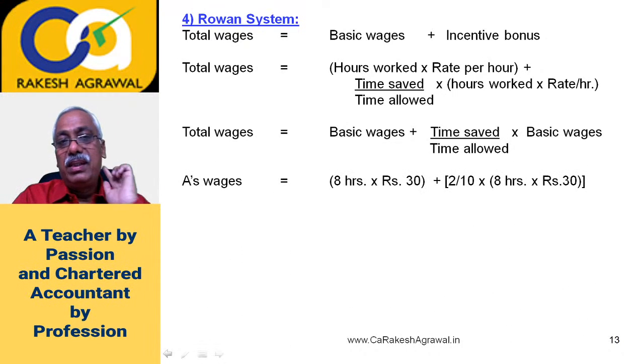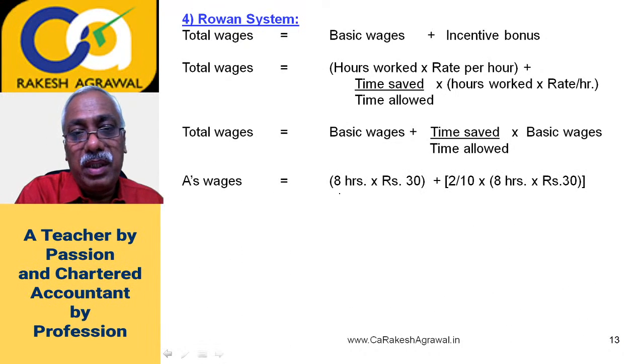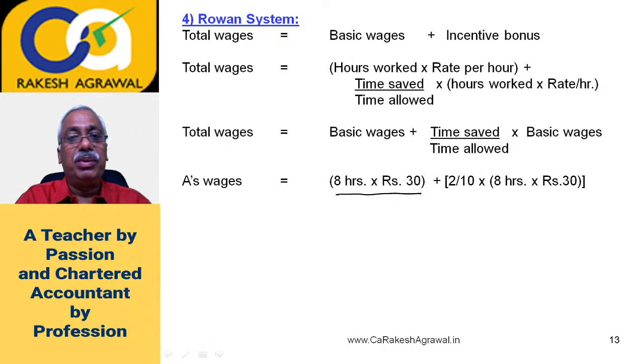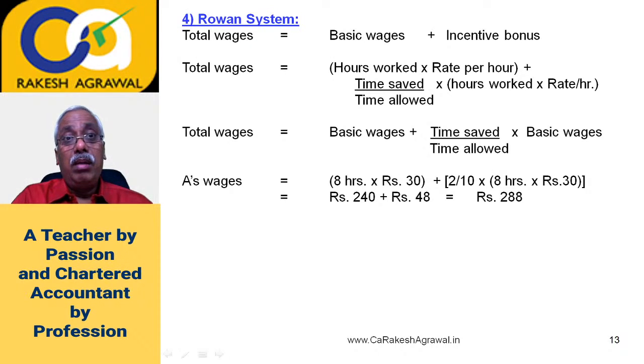So A's wages, this part will remain constant in Halsey and in Rowan. Both basic wages will remain the same, 8 hours into 30, and plus 2 by 10 into the same basic wages, which I have already explained to you. So it is 240 basic wages plus 48 rupees bonus, that is 288 rupees. Now think how much B and C will get.